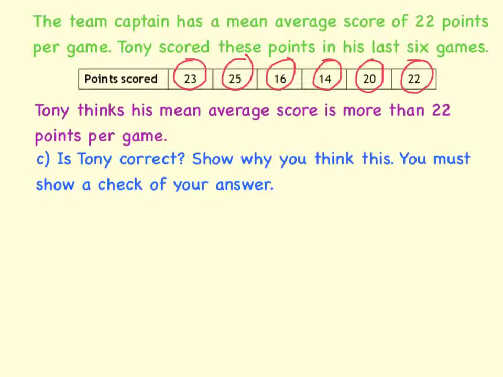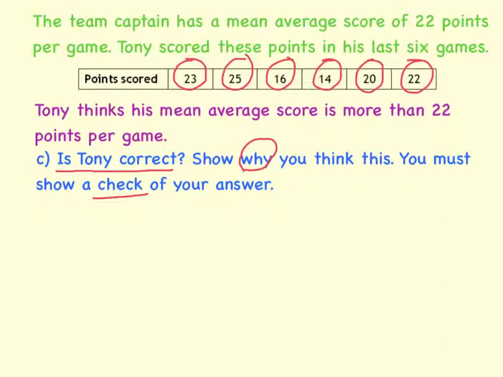Now if you look at this question, there's 3 parts to it. Is Tony correct? So we're looking for a yes or a no there. Show why you think this is so. Second part of the question. And the third part of the question is you must show a check of your answer. Now, it is important that you read the question carefully and see what they want you to do. You might find that if you don't read it carefully, you miss out on part of the question, and if you do that, you will miss out on part of the marks.